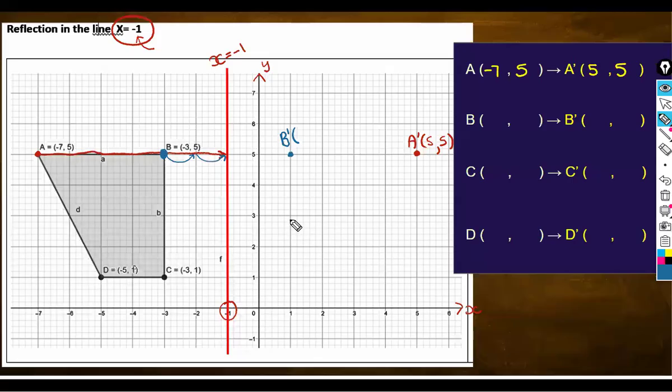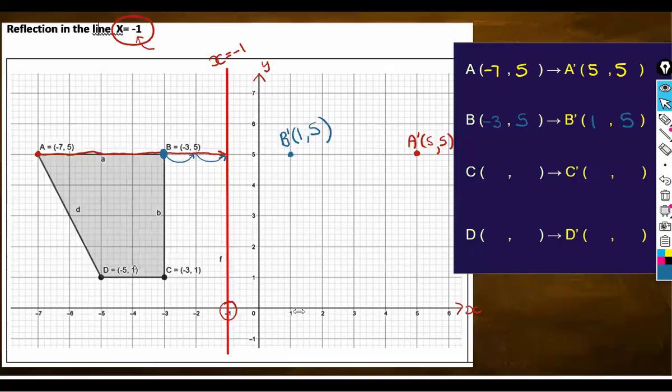And this looks like 1, 5. So the original B was minus 3, 5. And when it got reflected, it became 1, 5. And I saw a lot of people had that answer from me just glimpsing at the chat there, right? Take a few seconds with C and D, not more than 30 seconds.